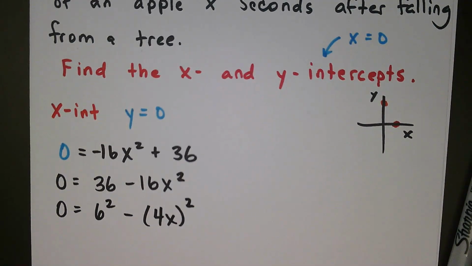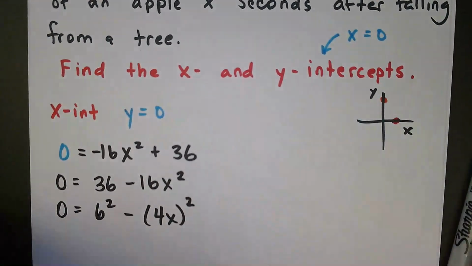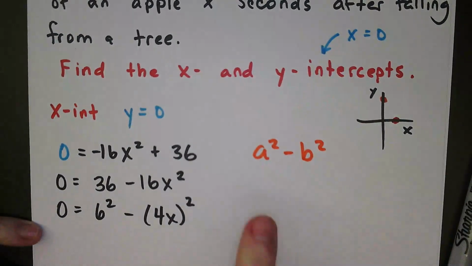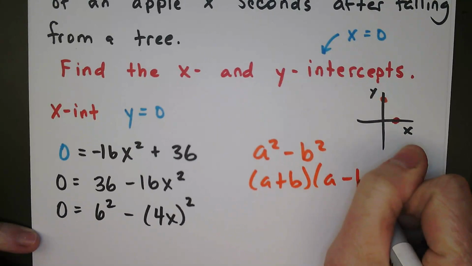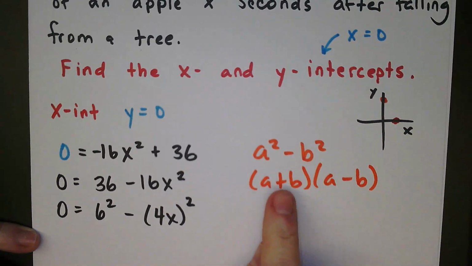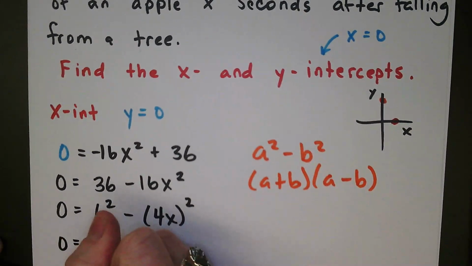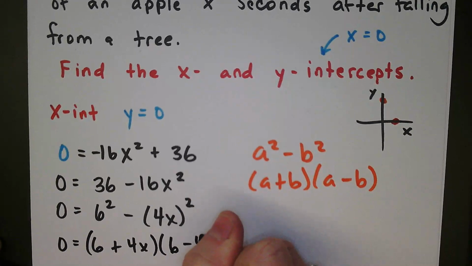And recognizing that is very, very handy because this is a difference of two squares. I'll put the pattern over here just in case you've forgotten it. Anytime you have a perfect square minus another perfect square, it can immediately get factored. The first thing squared, the second thing squared as a plus minus pattern. So I can make this 6 plus 4x times 6 minus 4x.